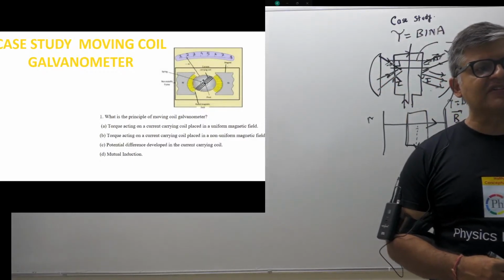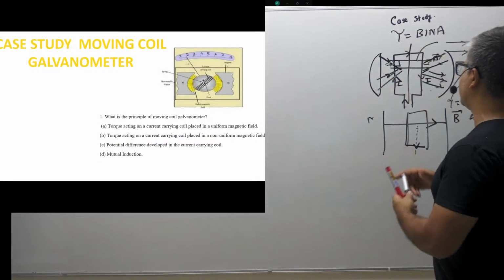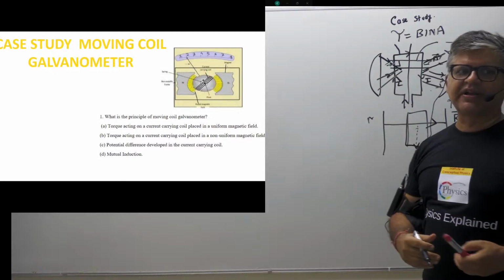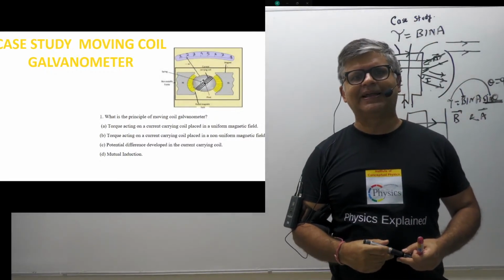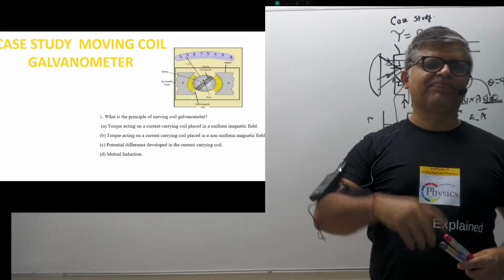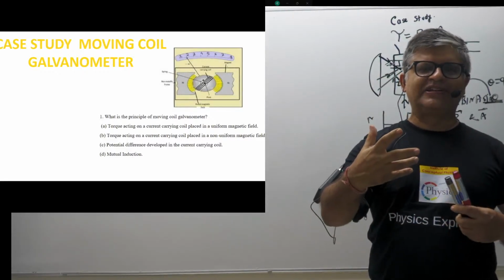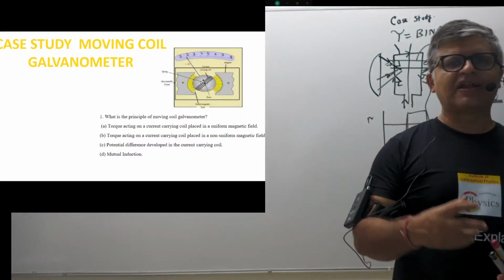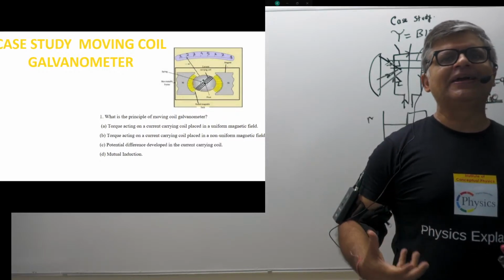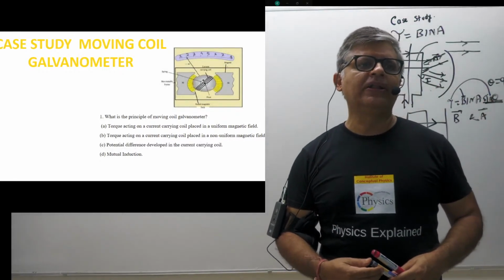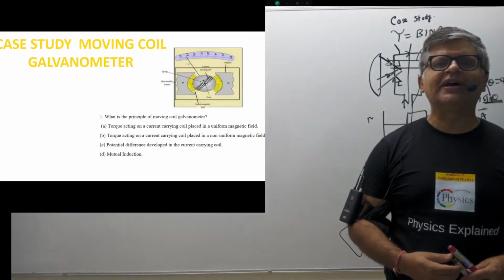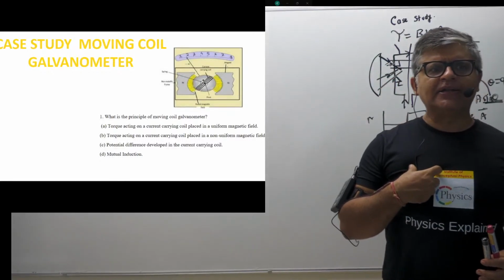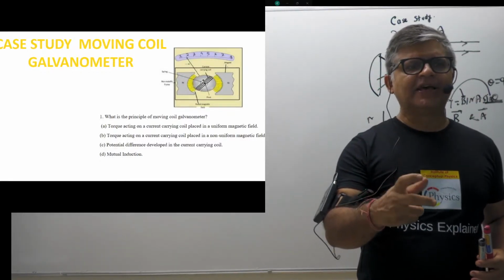Potential difference, third choice. What is potential difference developed in the current carrying coil? So it says that the principle is that there is a coil here, okay, this coil. There is a potential difference which gets generated. I don't know. We're not studying electromagnetic induction per se, that is, where you have d phi by dt like condition. So there is no potential difference concept here. We are referring to basically a torque being applied, the force being applied on a loop. Mutual induction. Mutual induction is a transformer. Wrong choice.